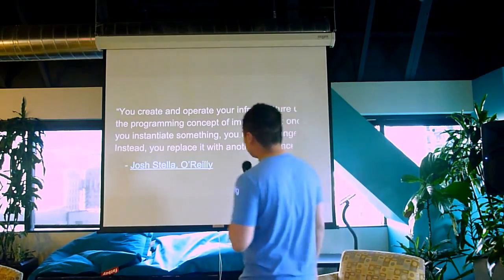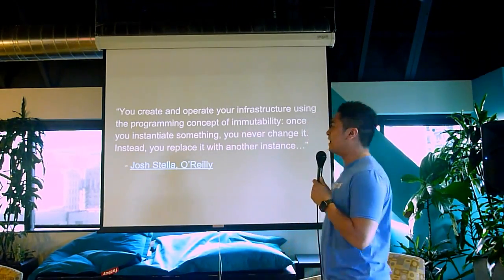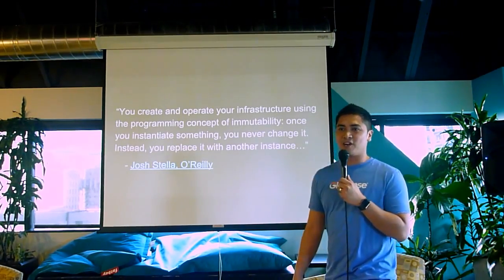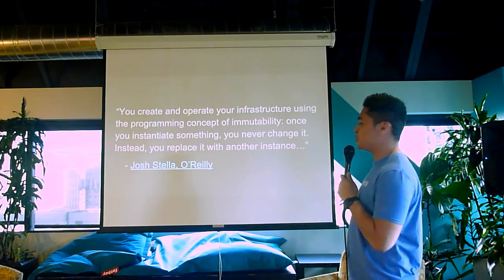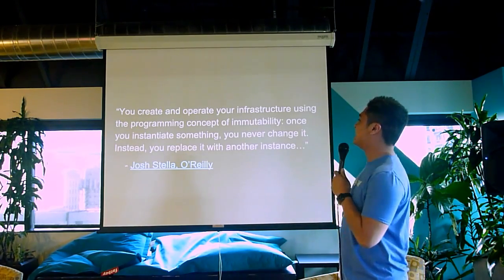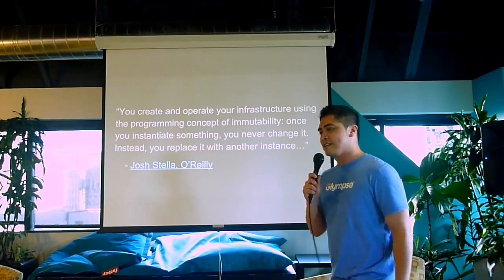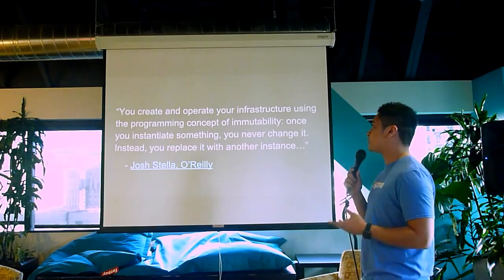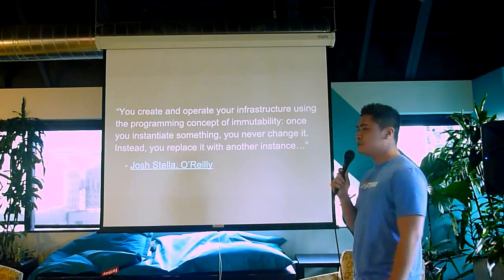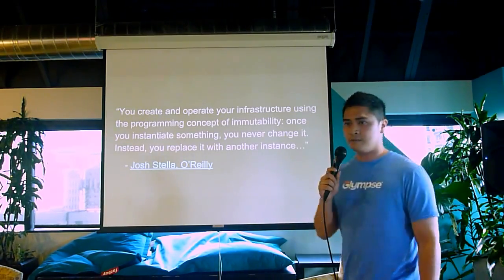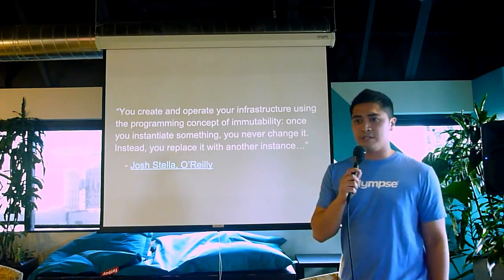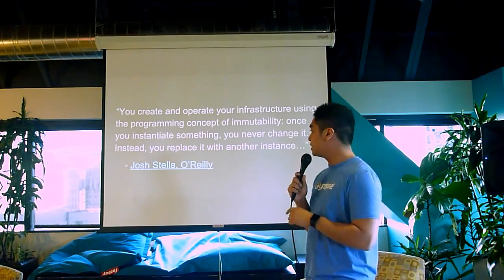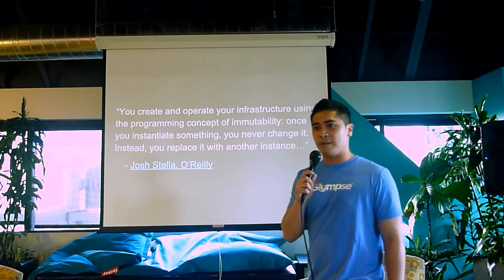Some popular definitions that you can just find from Google. And I'm going to break two slide rules here. One of them is putting a lot of words on the deck, and the second one is reading from it, but just bear with me. Josh Stella from O'Reilly defines immutable infrastructure as something where you create and operate infrastructure using the programming concept of immutability. Once you instantiate something, you never change it. Instead, you replace it with another instance.